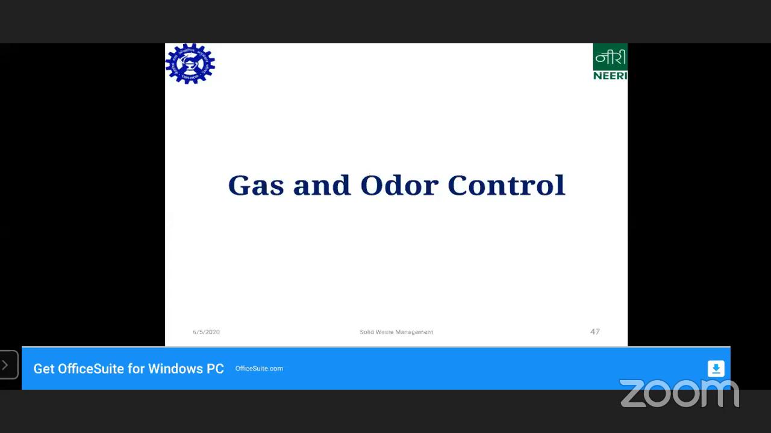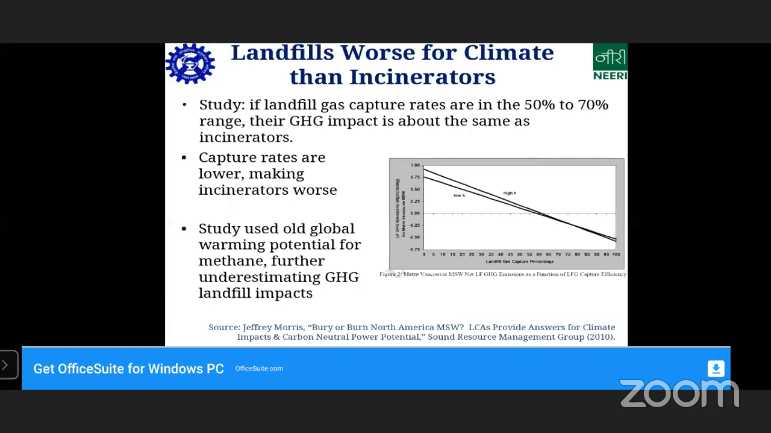Why is landfill gas such a problem at landfill sites? The previous one was a lab setup, so we were able to collect the gas because most of the parameters were controlled. But in a field setup, it is not like that. Landfills are worse than incinerators when it comes to climate. Several studies say that if landfill gas capture rates are lower than 50 to 70%, it is going to be very harmful. Capture rates of these gases are also lower.